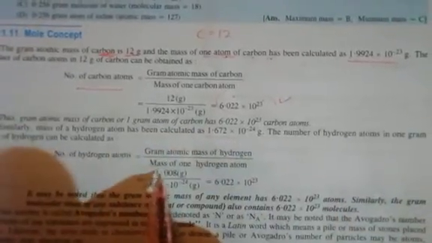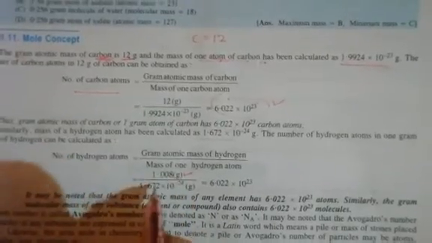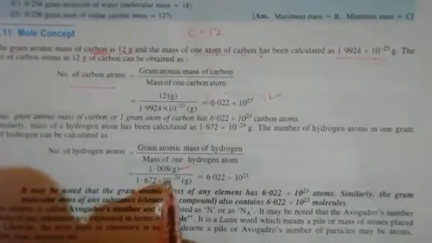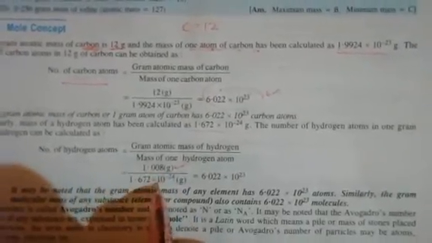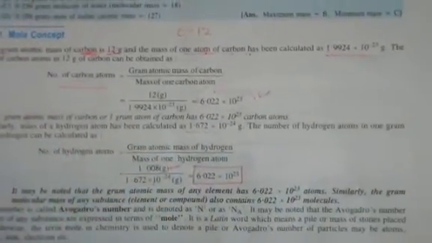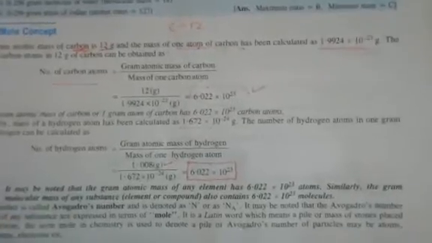Let's discuss some other element. Suppose they have taken hydrogen. The mass of a hydrogen atom is this much, and we know the atomic mass, the molar mass, of hydrogen is 1.008, and the calculated mass of a hydrogen atom is 1.672 × 10 raised to power minus 24. When we calculated this, it also came to this value. In this way, when we calculate for all elements, the molar mass divided by the calculated mass, the value will come to the Avogadro number.